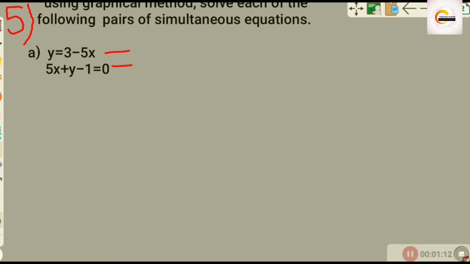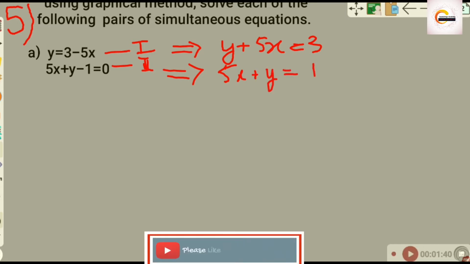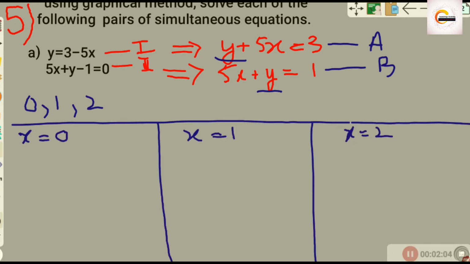So let's see. First we have equation 1 and equation 2. I'm going to change these equations into a regular form now. So y + 5x = 3. Simple. Now 5x + y = 1. Fine. Call these equation A and equation B. No coefficient is attached with the variable y, so all I'm going to do is put 3 numbers, 0, 1, 2, and we will get the values. So if x = 0, x = 1, x = 2.